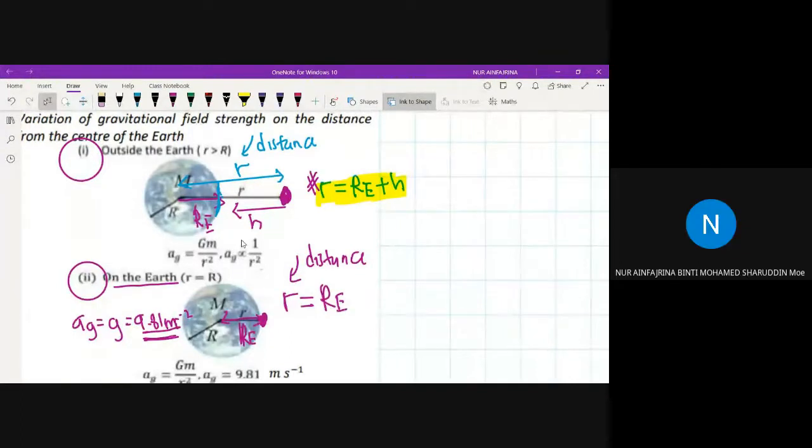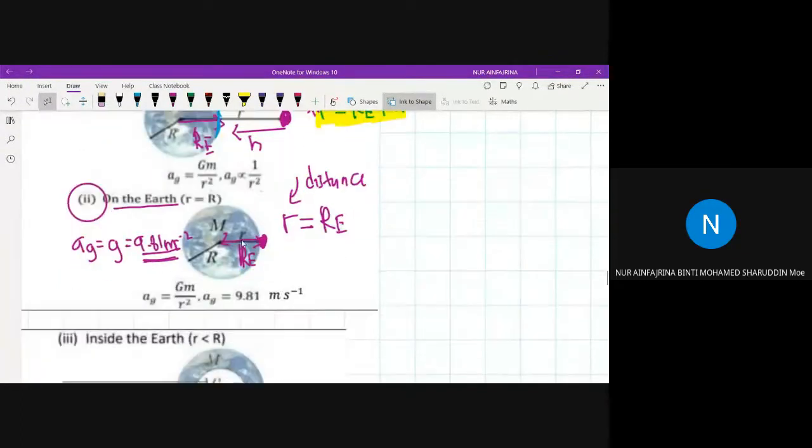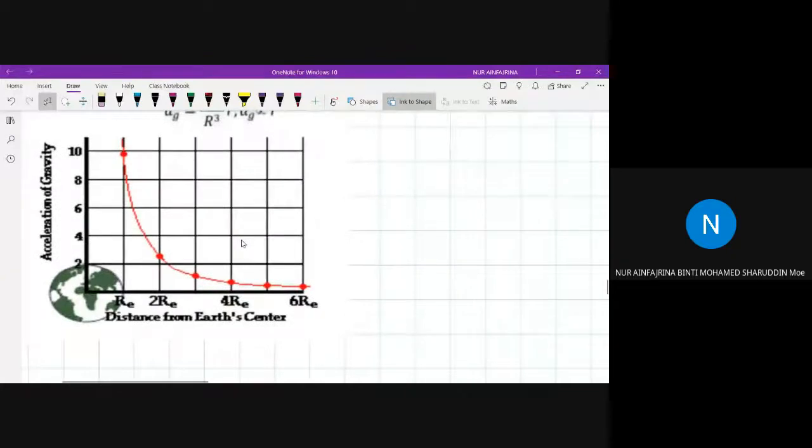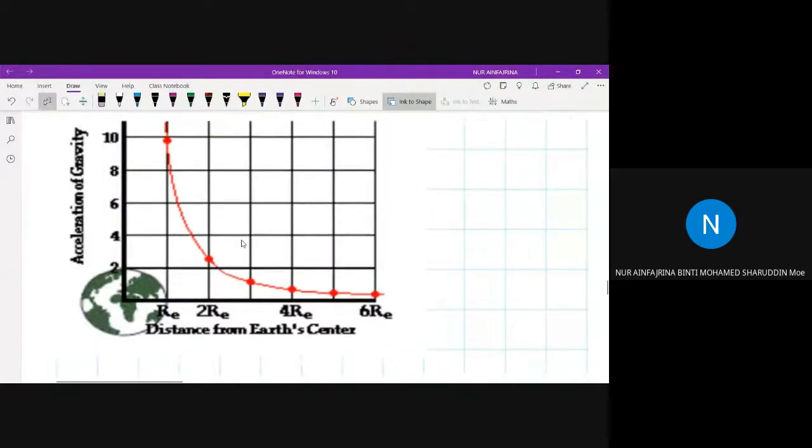Boleh. Yes. Okay, semua dah salin ya? Okay, so I'll proceed. Okay, now let's look at the graph. This is for your knowledge.